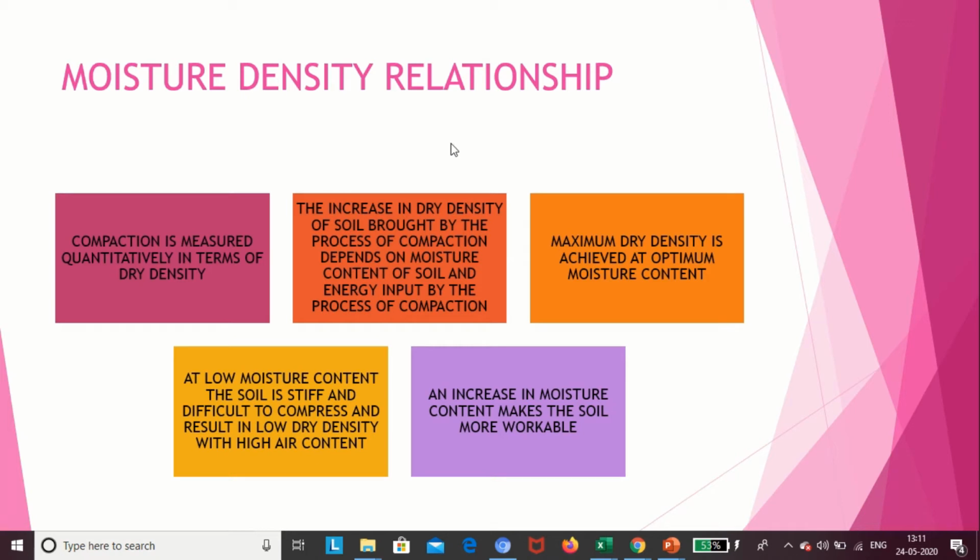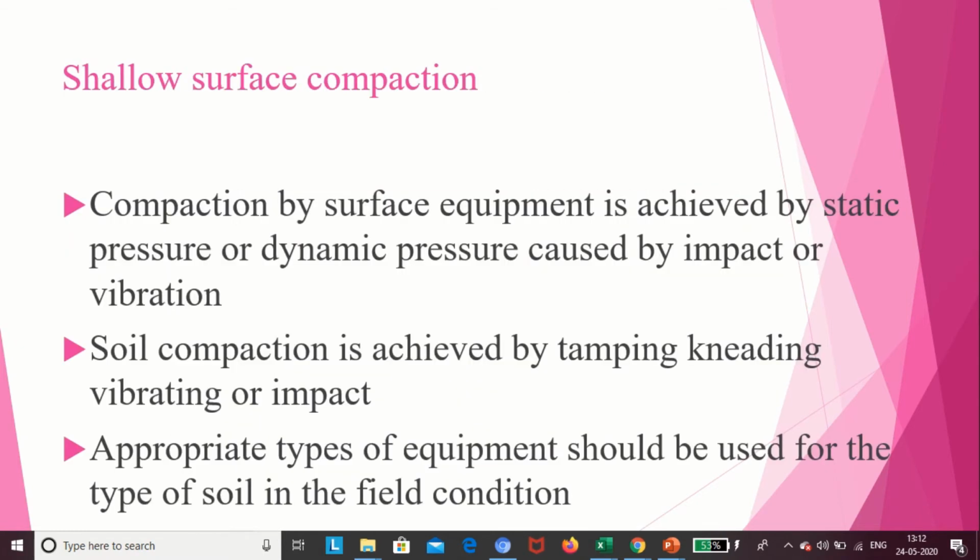Now let's move on to the moisture density relationship. As we all know, compaction is measured quantitatively in terms of dry density. The increase in dry density of soil brought by the process of compaction will depend upon the moisture content of the soil and the energy input by the process of compaction. And the maximum dry density is achieved at optimum moisture content. At low moisture content, the soil is stiff and it will be difficult to compress, resulting in low dry density with high air content. An increase in moisture content makes the soil more workable.